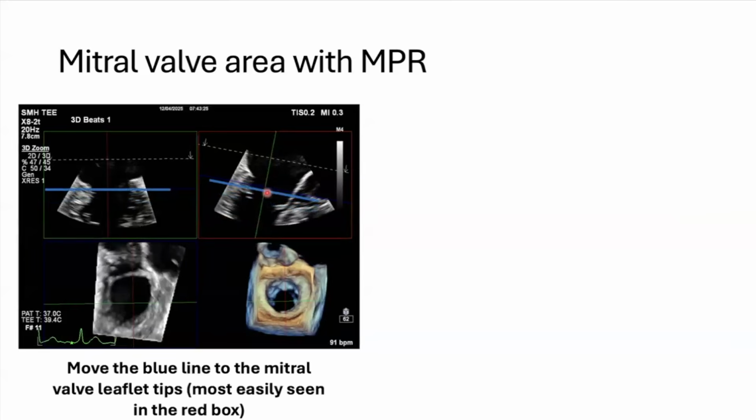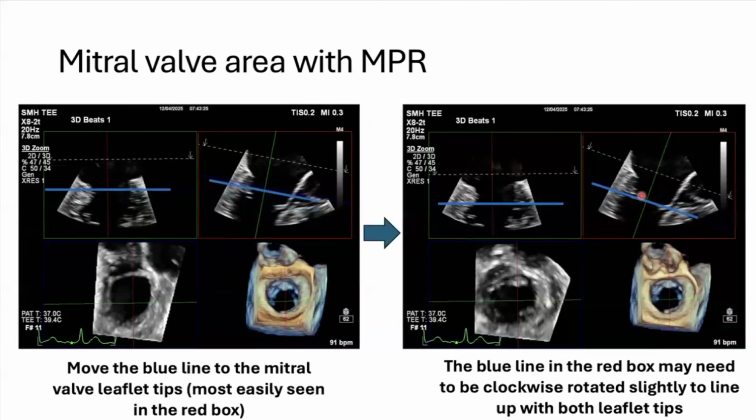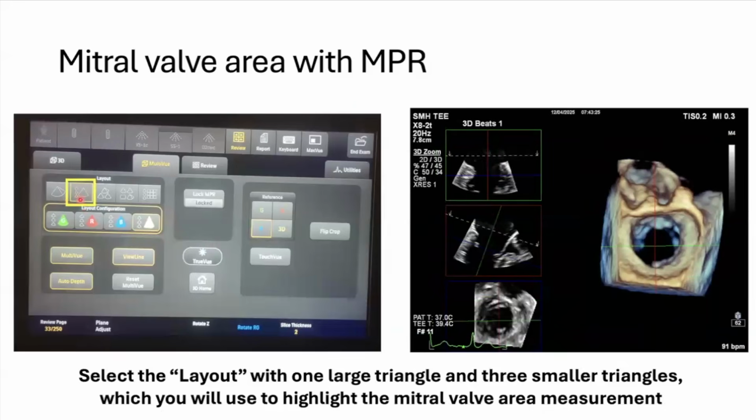We're then going to move our blue line down to the leaflet tips as shown here. And then often there's a little bit of rotation of the blue line in the red box to make it so that we're at the orifice and we're not too low below the posterior leaflet as shown here. What this will do is create a short axis image of the mitral valve orifice at the tips. And then we can use the layout function here to highlight one of the images.